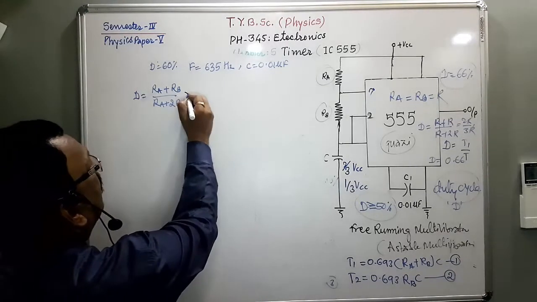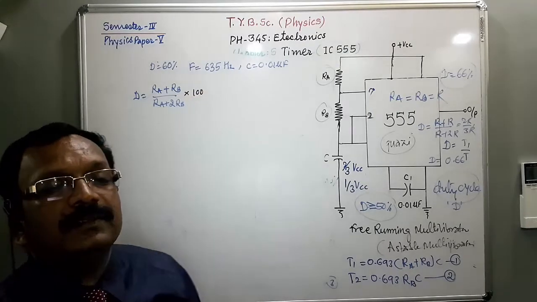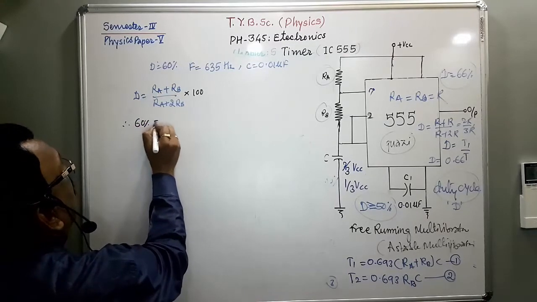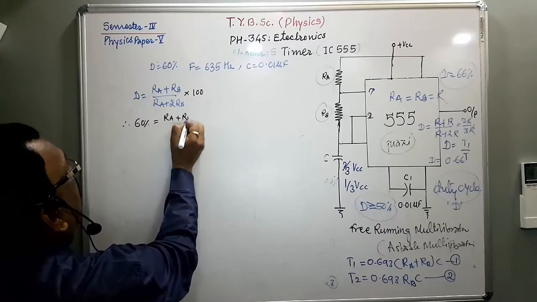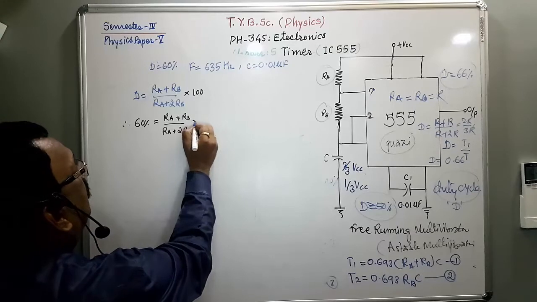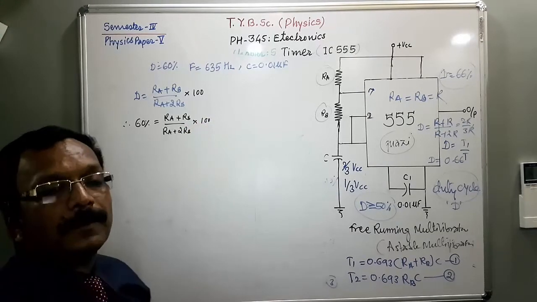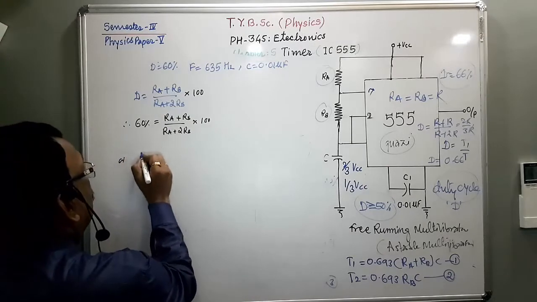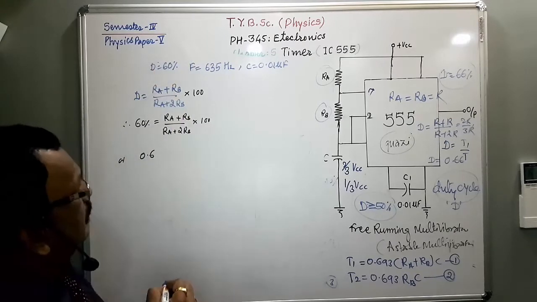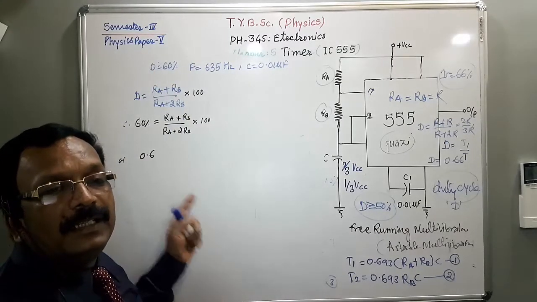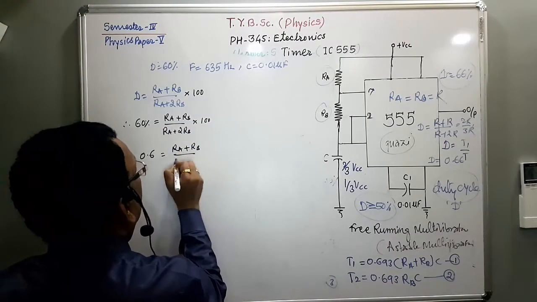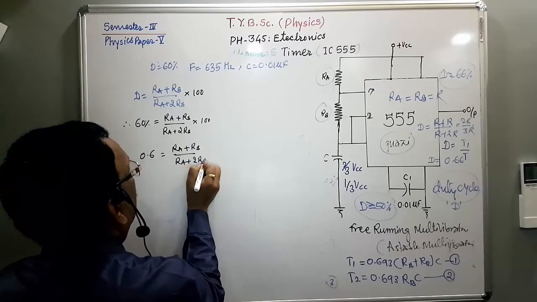And percentage duty cycle is obtained by multiplying this by 100. Now here percentage duty cycle is given as 60%. Therefore 60% is equal to RA plus RB upon RA plus twice RB into 100. If percentage duty cycle is 60%, then we have D is equal to 0.6, which is nothing but again RA plus RB upon RA plus twice RB.